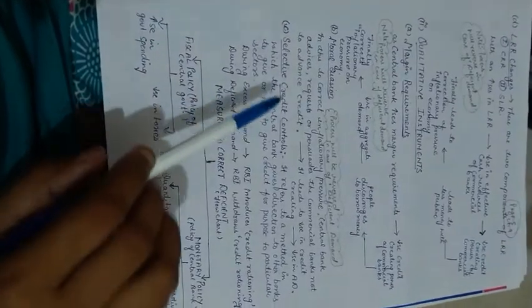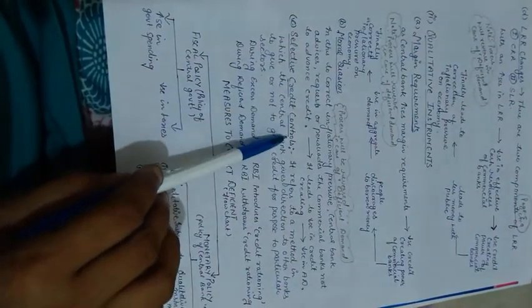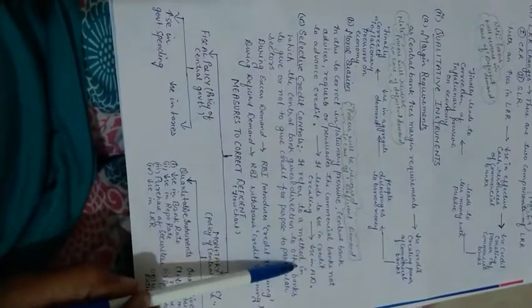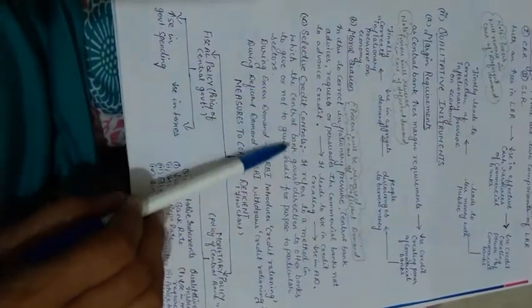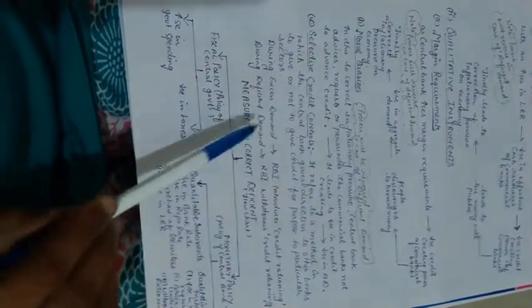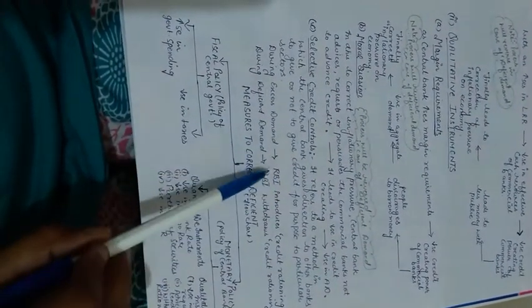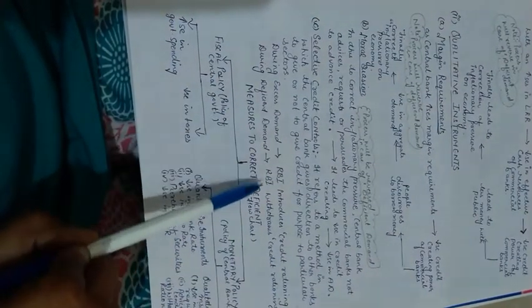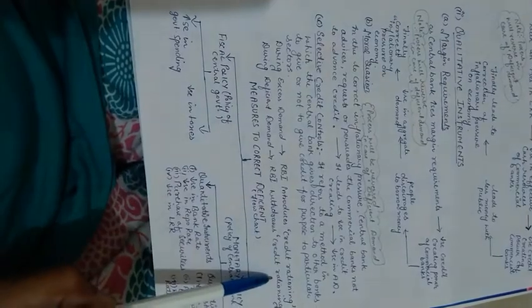The next one is your selective credit controls. It refers to a method in which the central bank gives direction to banks to give credit or not. During excess demand, RBI introduces credit rationing, and during deficit demand, RBI withdraws credit rationing.